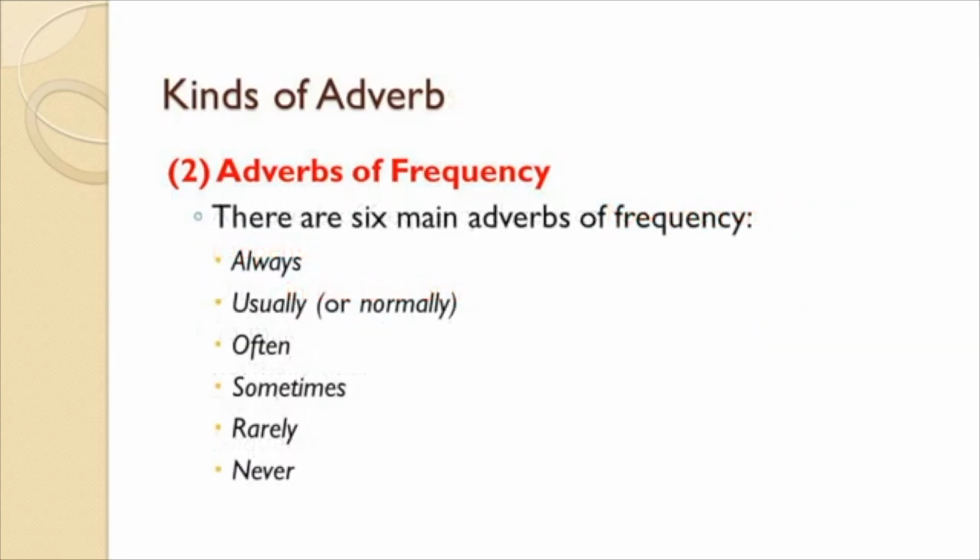There are six main types of adverbs of frequency which are often used in utterances. The first one is always, usually or normally, often, sometimes, rarely, never. These are the six main adverbs. Other than this, there are also some other adverbs which are used as adverbs of frequency.